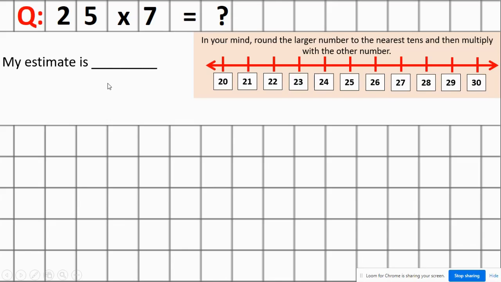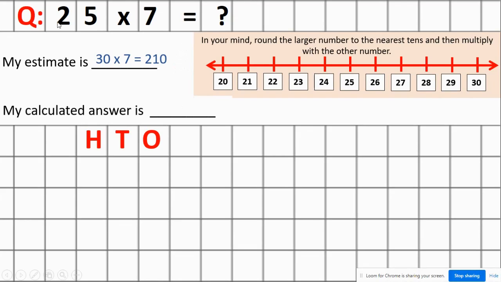So how do I estimate? 30 times 7 will give me 210. So this is how I have calculated it. 7 times 0 gives me 0. 7 times 3 is 21. Alright, so let's go ahead and use the formal written method to calculate this answer.